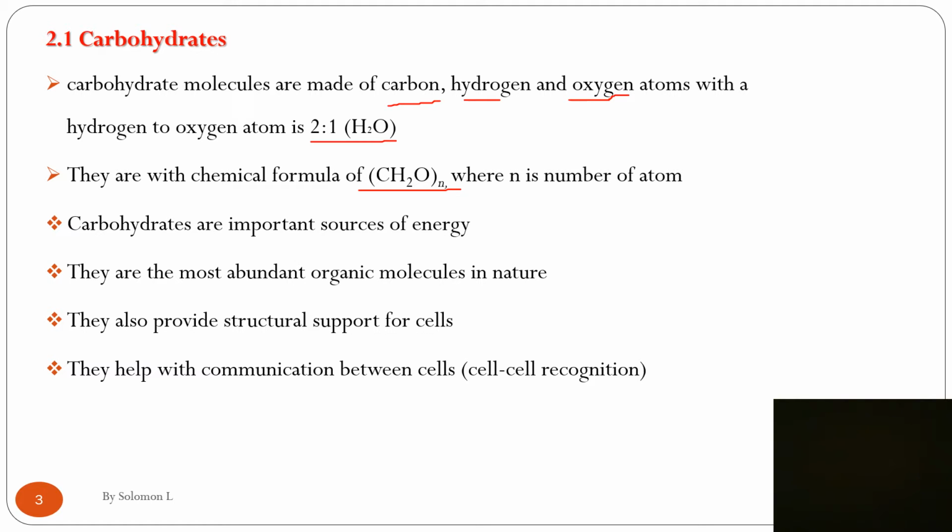As you know, the plant cell wall is made up of cellulose, which is a carbohydrate. So its function is for supporting purposes. Therefore, carbohydrates can provide structural support for cells. They help with communication between cells, or they are important in cell-to-cell communication or cell-to-cell recognition, especially when carbohydrates are combined with proteins, and glycoprotein molecules are formed. These glycoprotein molecules are important in cell-to-cell communication or cell-to-cell recognition.